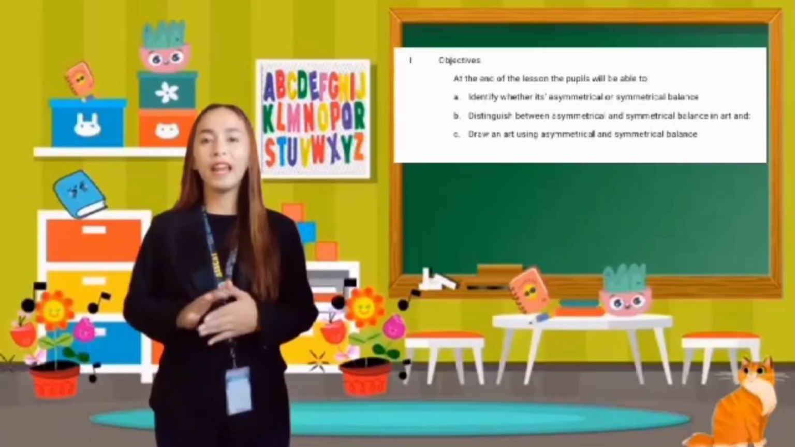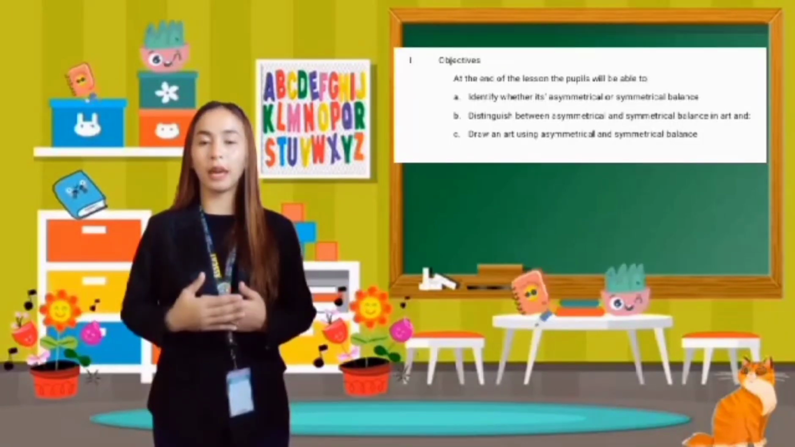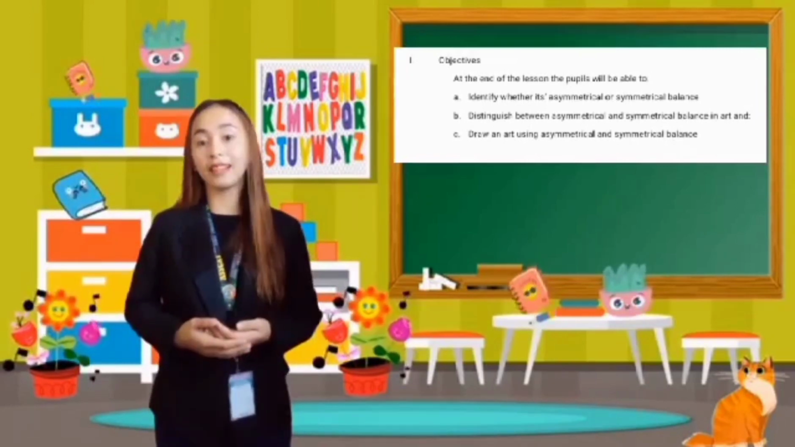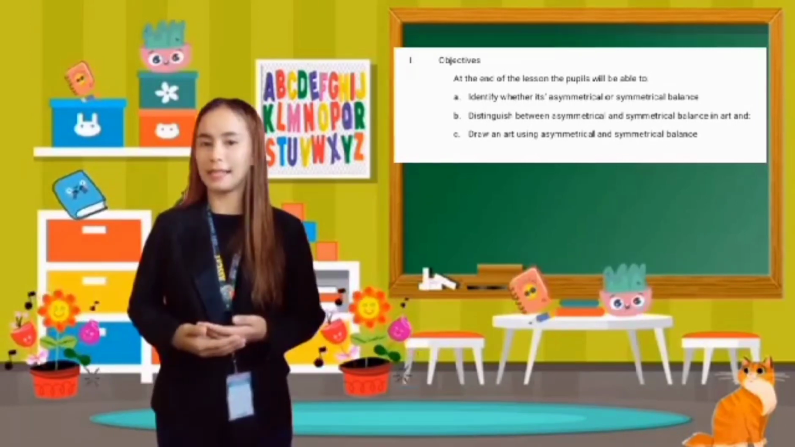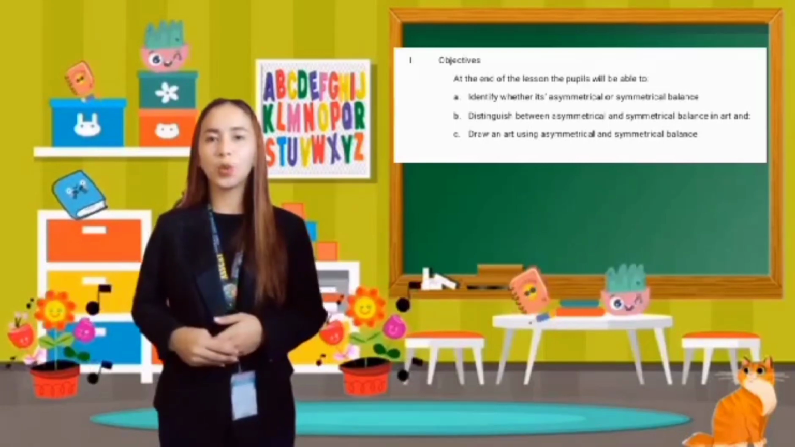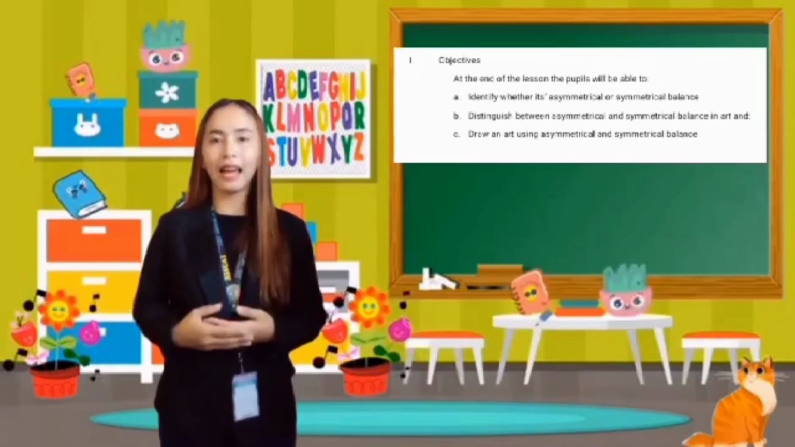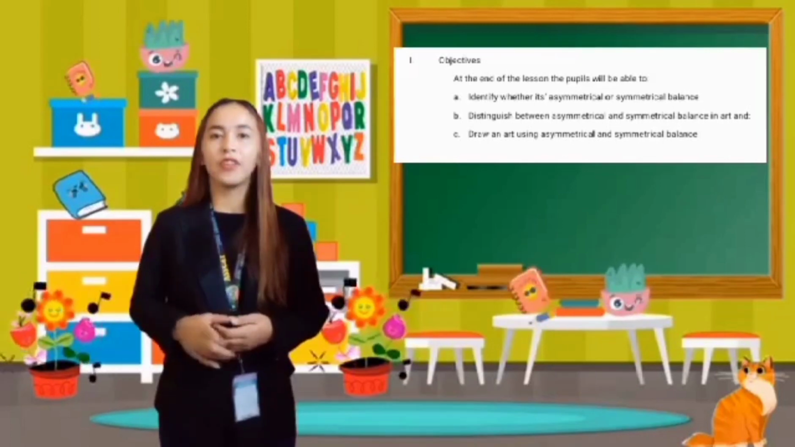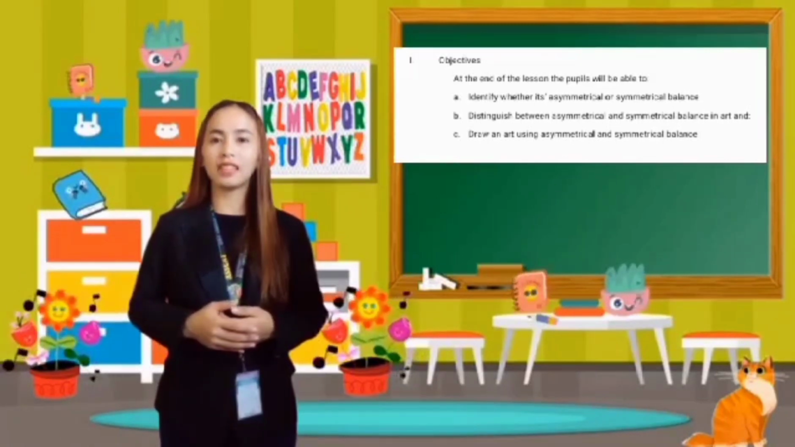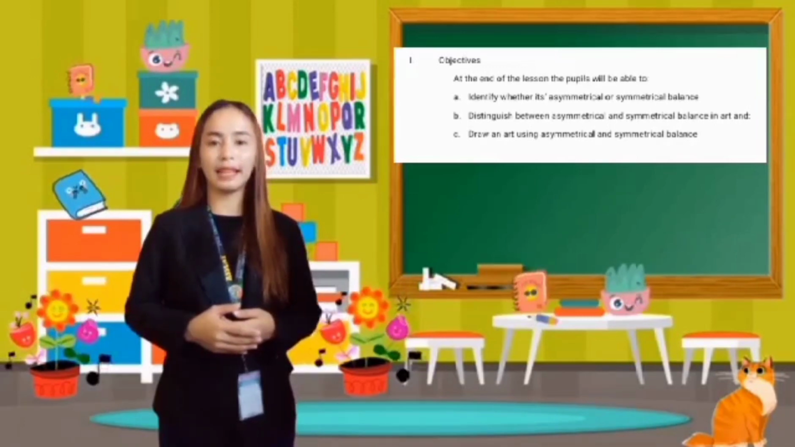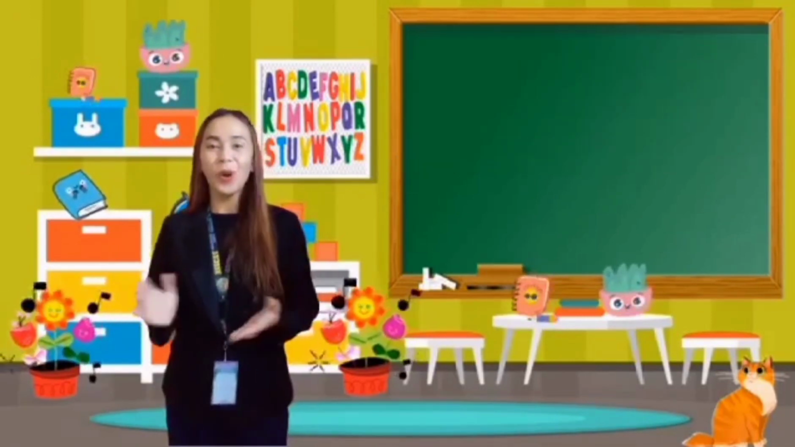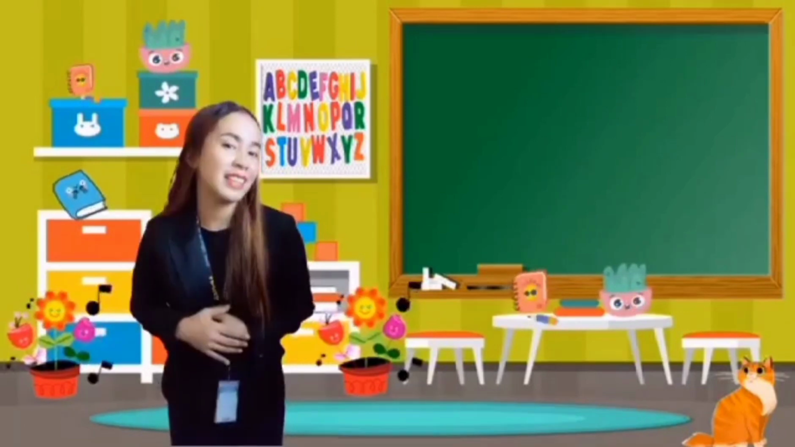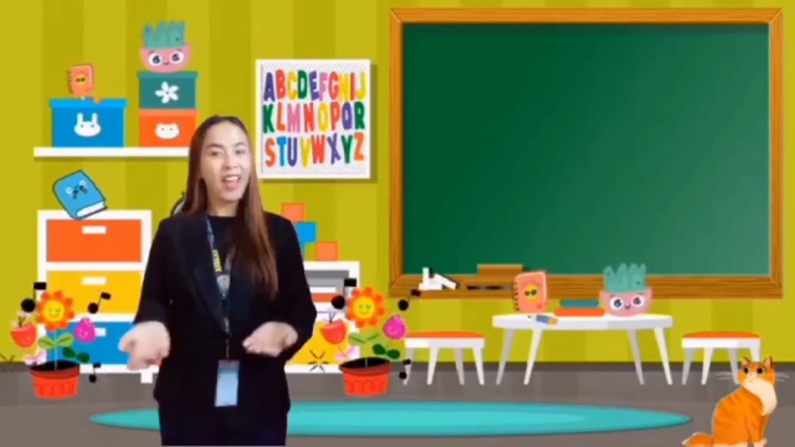At the end of the lesson, the pupils will be able to: A. Identify whether it's asymmetrical or symmetrical balance. B. Distinguish between asymmetrical and symmetrical balance in art. And letter C. Draw an art using asymmetrical and symmetrical balance. And now, we will start our discussion this morning. Are you ready, class? Okay, very good.